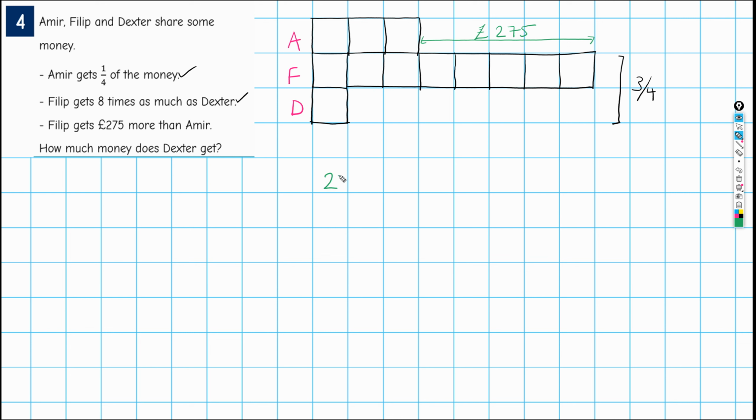So we want 275 divided by 5, and that gives us 55. So each of these parts has a value of 55, as do all of these, and as does this one. And that happens to be our question. That's where our question mark should have been. How much money does Dexter get? Dexter gets £55.